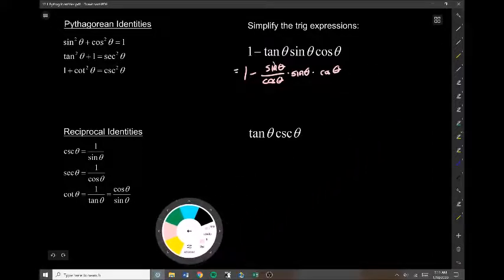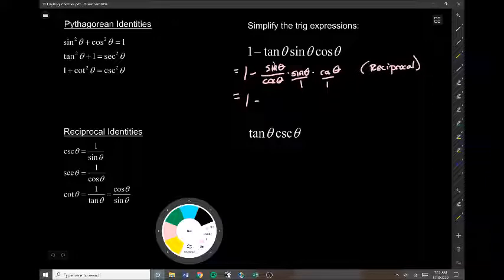I know that because that is a reciprocal identity. I'm going to write out off to the side which identities I'm using to justify my steps. That's a reciprocal identity. Well, now if I just do some algebra and multiply, this becomes 1 minus sine squared, and the cosines cancel.